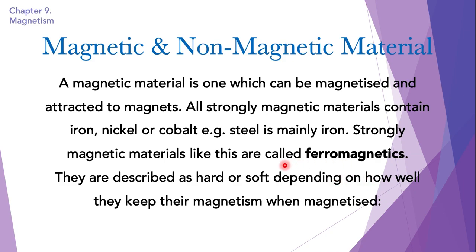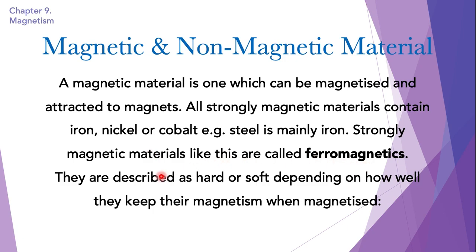The materials which are good magnets are called ferrous materials, whereas the materials which are not good magnets are called non-ferrous. Iron and alloys containing iron are called ferrous materials. Ferrum is basically a Latin word for iron. Aluminium, copper and the other non-magnetic materials are non-ferrous.